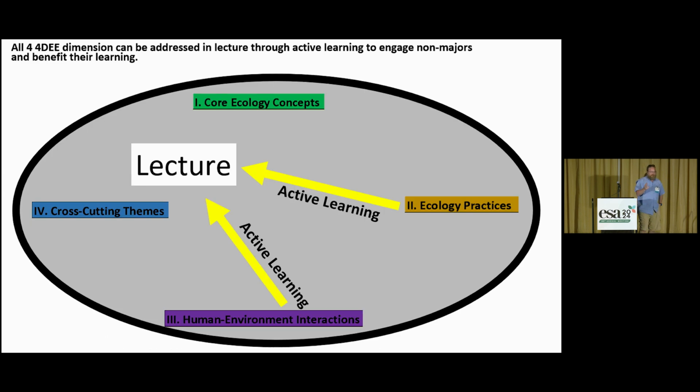So what I hope I've been able to convince you of is that through active learning, we can take all 4 dimensions and put them into a lecture. And that active learning is going to be critical, particularly for our non-majors who might not be prone to engage, because it helps them to engage. And in doing that, we can help those non-majors achieve their learning outcomes. Thank you.